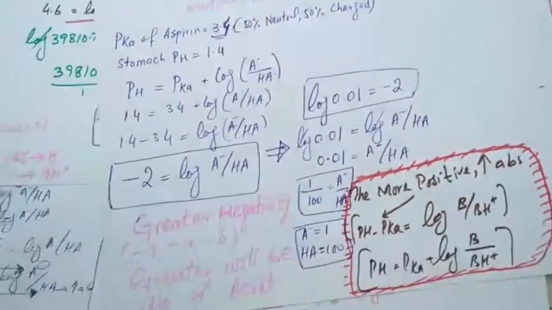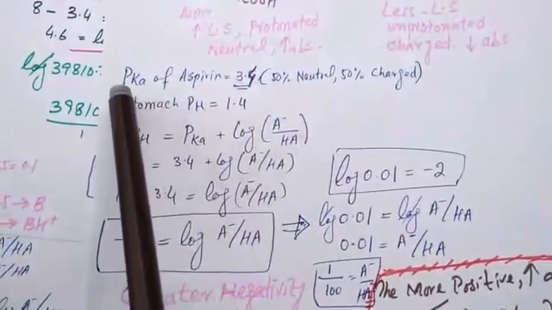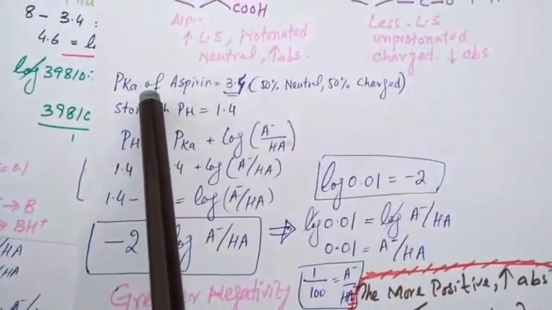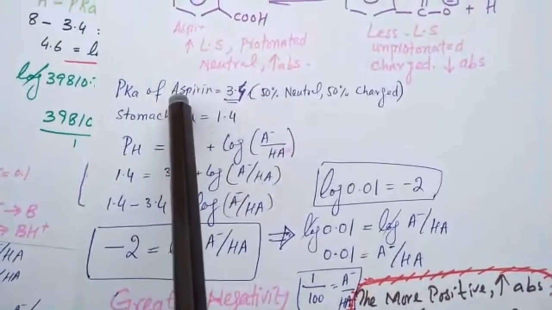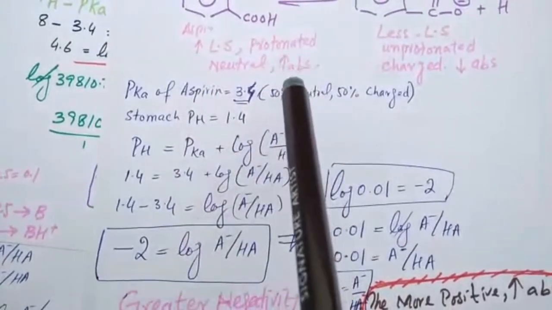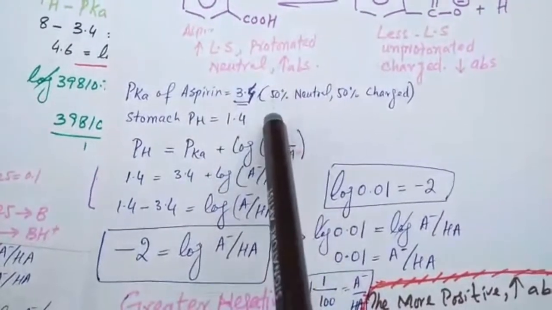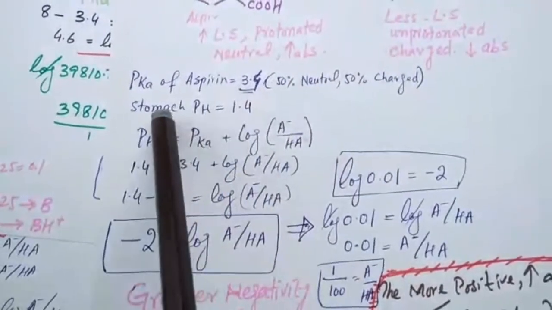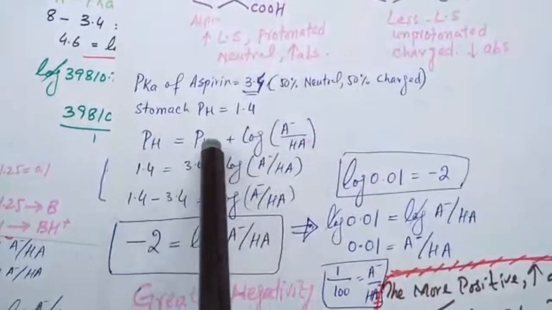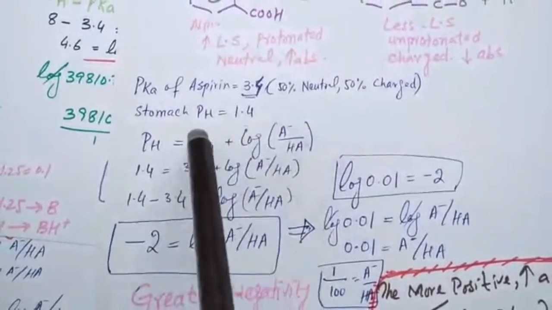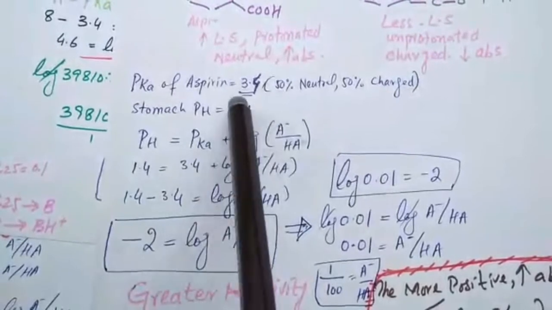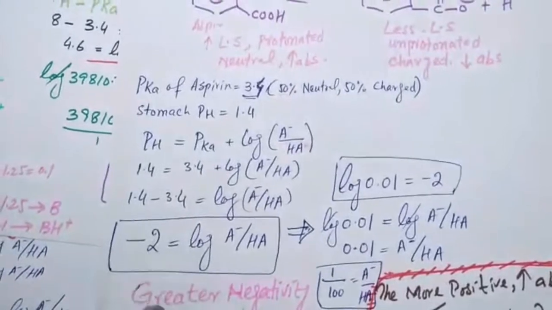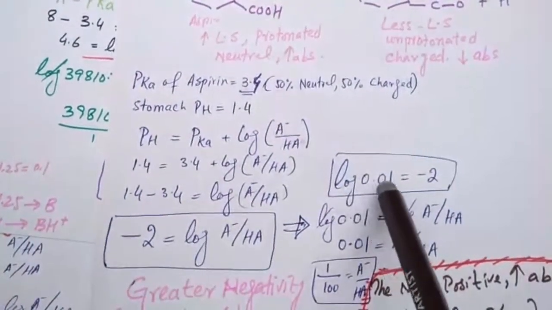For example, the pKa of aspirin is 3.4. The pKa means that at this pH, the drug is 50% ionized and 50% unionized. The pH of the stomach is 1.4. This is the HH equation: pH is equal to pKa plus log of this one. pH is 1.4, pKa is 3.4. Now bringing this over, 1.4 minus 3.4 is equal to minus 2. Now see, log of 0.01 is equal to minus 2.